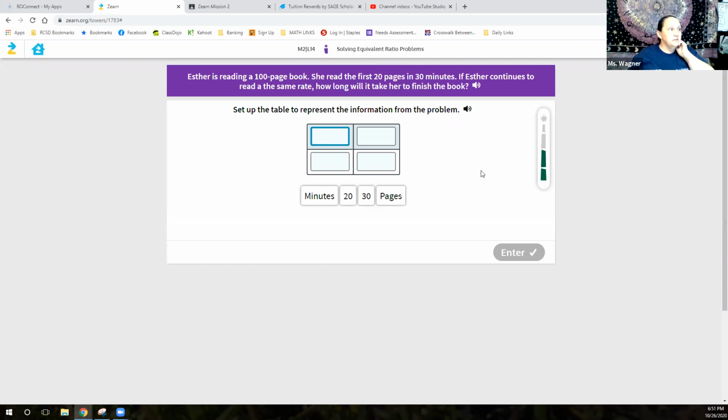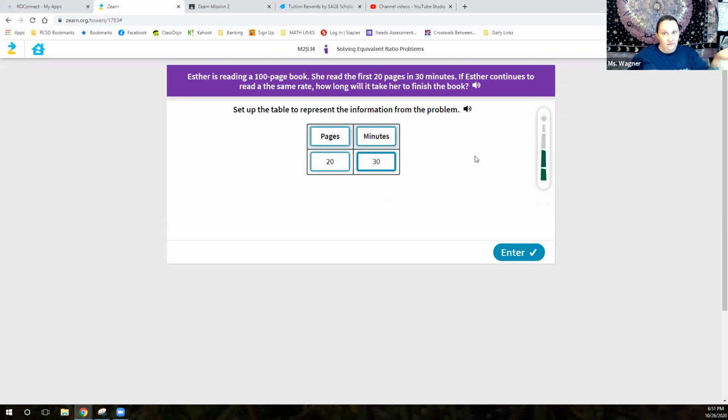Next, we're going to set up the table to represent the information. Esther is reading a 100-page book. She reads the first 20 pages in 30 minutes. Pages to minutes. She reads 20 pages, so 20 goes with the pages, and 30 goes with the minutes. If Esther continues to read at the same rate, how long will it take her to finish the book?